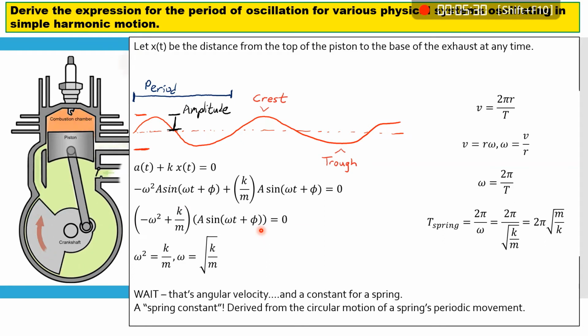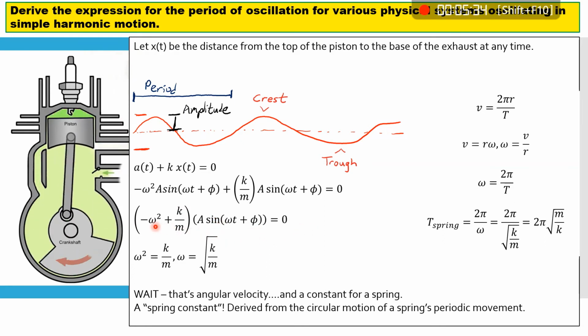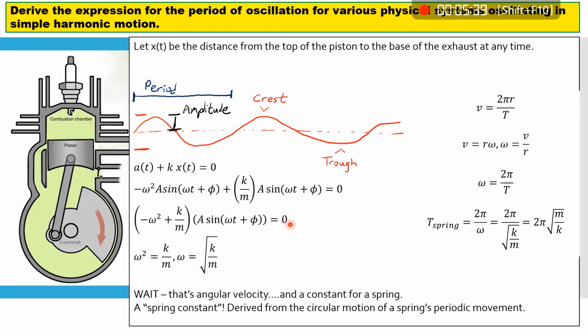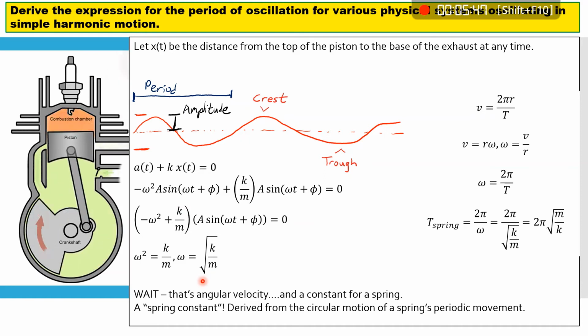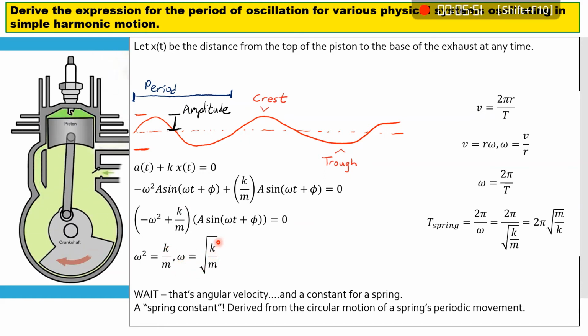Okay, so either part of this could equal 0, so that means I can set this negative omega squared plus k over m equal to 0, and then move that omega squared to the other side. So we know omega squared equals k over m, or omega equals root k over m. Okay, so that's angular velocity, omega, k our spring constant, and m our mass.